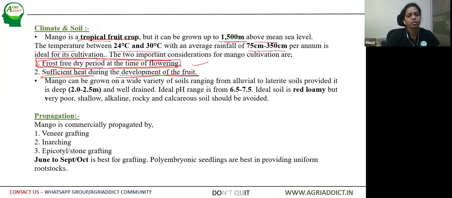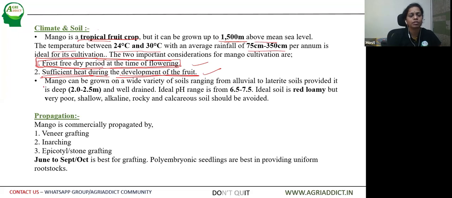So the root should not undergo freezing or chilling temperatures during flowering, and the required heat is also required for the development of the fruit. So these are the main climatic requirements for the commercial cultivation of mango.